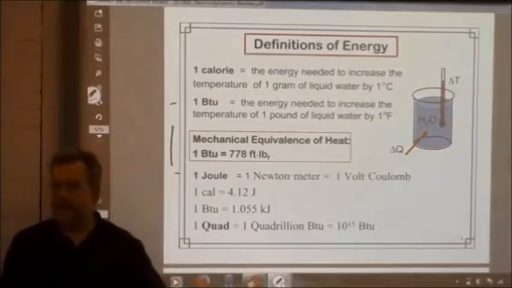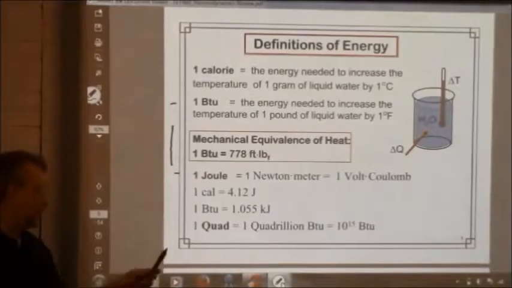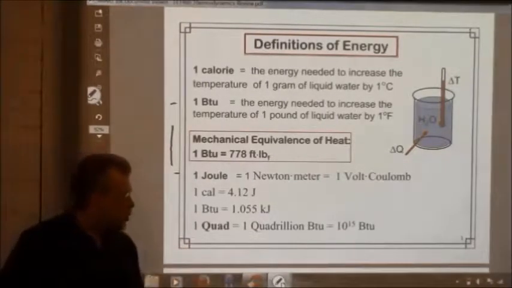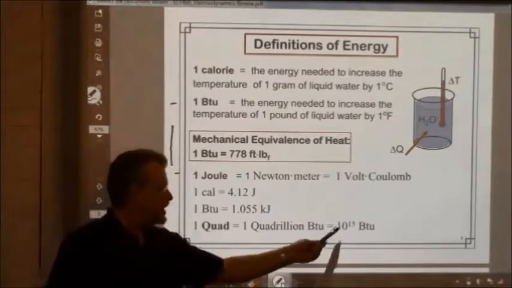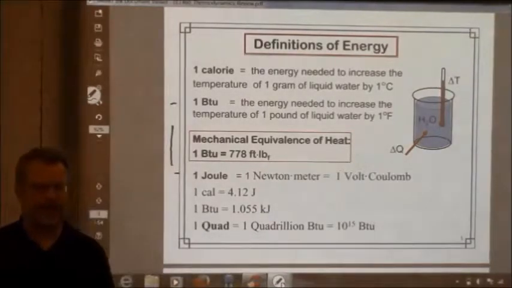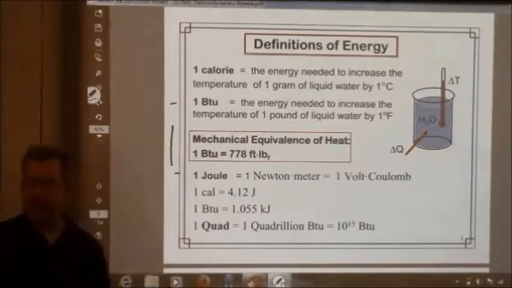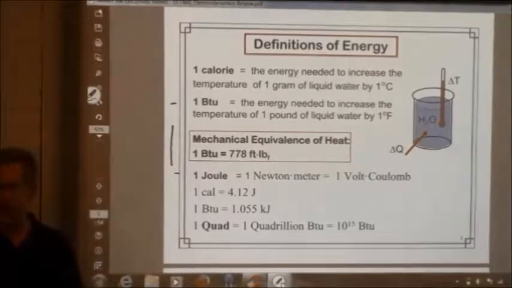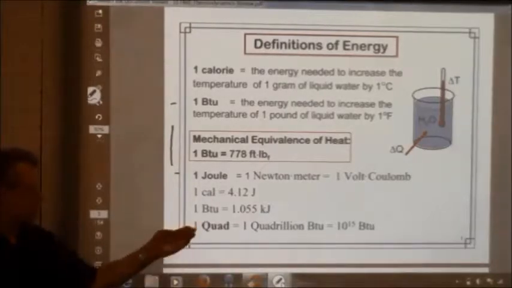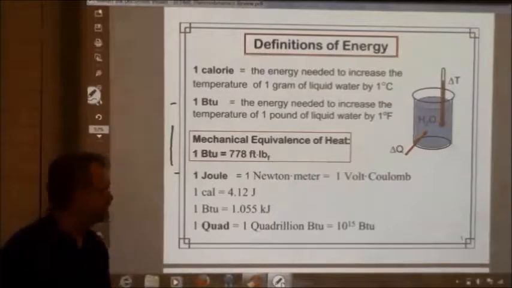And then something else that we've already seen on some of our, for instance, introductory slides is 1 quad. 1 quad is equal to 1 quadrillion BTUs. That's 10 to the 15th BTUs. So again, this is a somewhat non-standard way of talking about energy. However, if you're talking about energy on the national scale or international scale, very often that data will be reported in quads.